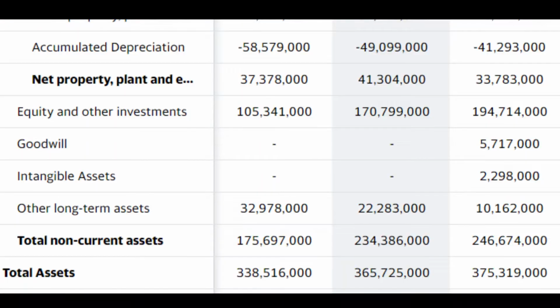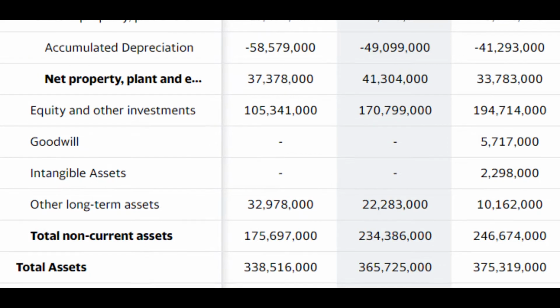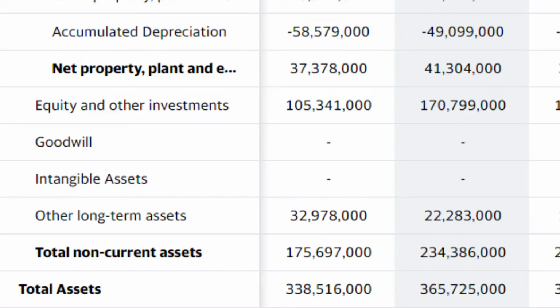The next line, equity and other investments, is not going to be that important, so I'm just going to skip over it. Goodwill is essentially just how much the company values their brand. So this is really an arbitrary number almost. It doesn't really mean too much when you're making an investing decision. Intangible assets are assets that you cannot touch. They don't have physical, chemical properties that you can touch.